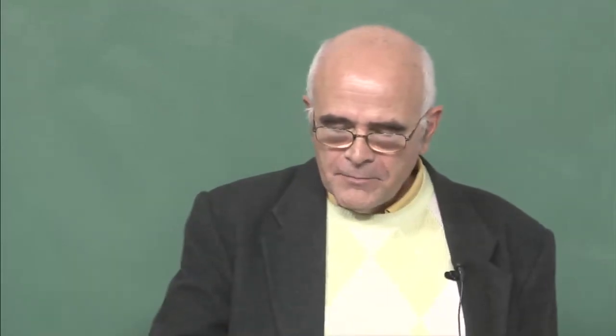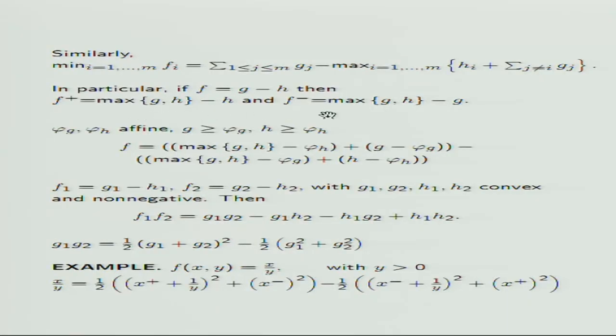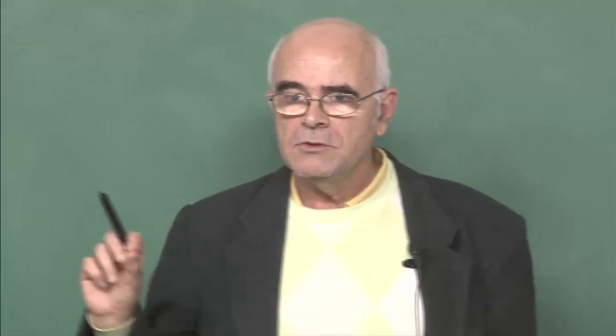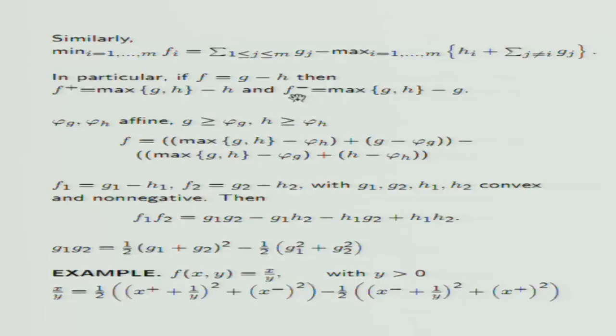Well, in particular, we have a specific decomposition for the positive part and the negative part of a DC function. The positive part is the maximum of the function and zero, and the negative part is the maximum of minus the function and zero. Because we are taking the maximum of two functions, then applying the preceding result, we get these decompositions for the positive part and for the negative part. And of course, the functions appearing in this decomposition are convex because we are taking the maximum of two convex functions.